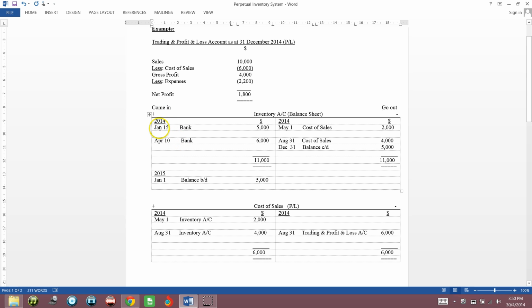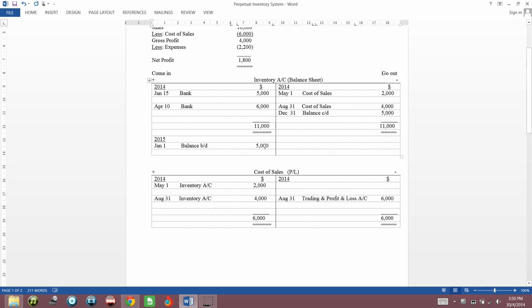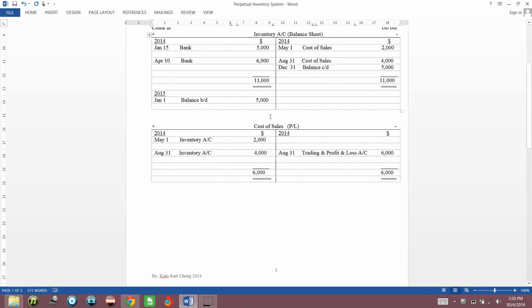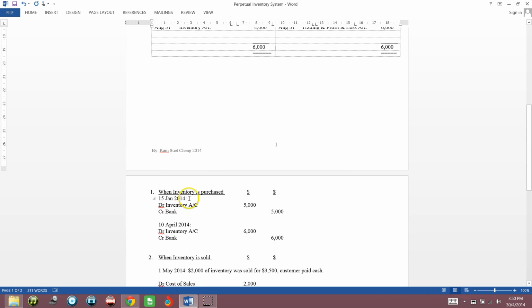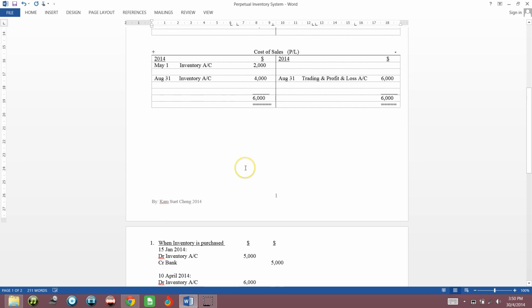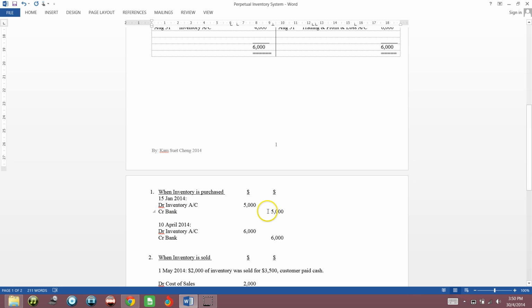So on 15 January 2014, I purchased inventory of 5,000 by check. On 10 April 2014, I purchased inventory of 6,000 by check. So what is my double entry? Look here. On 15 January 2014, you debit inventory, on this left hand side. You credit bank, because your money goes out to purchase inventory. On 10 April 2014, you debit inventory 6,000, you credit bank.